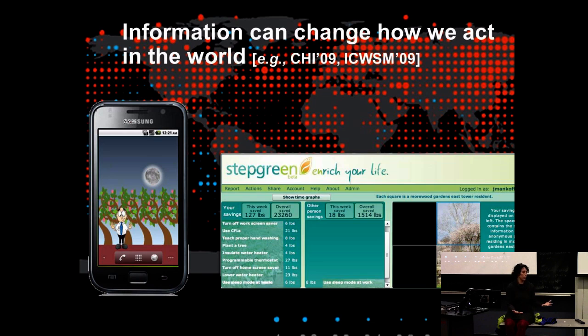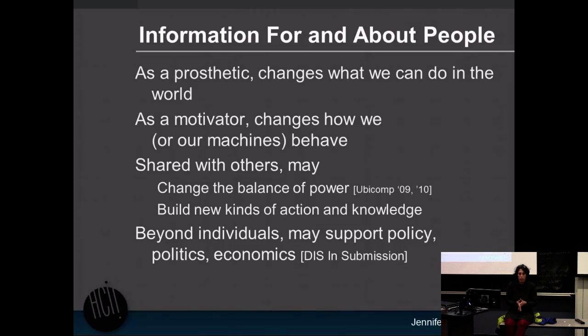So one place we use visualization then is for behavior change, right? But there's many other examples of how we use it, especially in interactive settings. And in fact, I would argue that information for and about people is a sort of prosthetic that can enhance what we're capable of or change what we do. It can motivate us. It can actually influence the balance of power between different peoples.